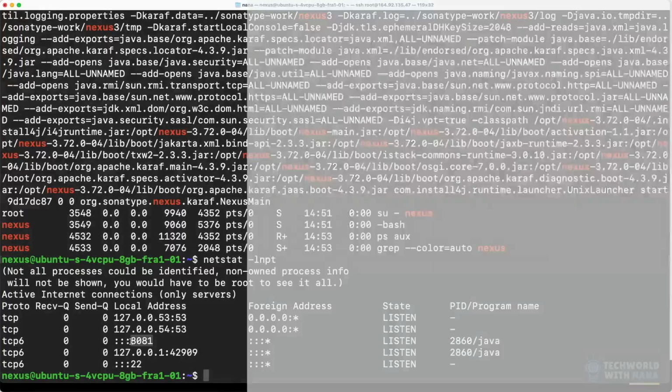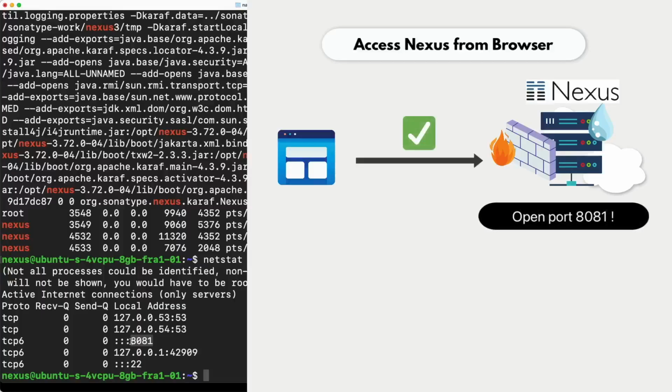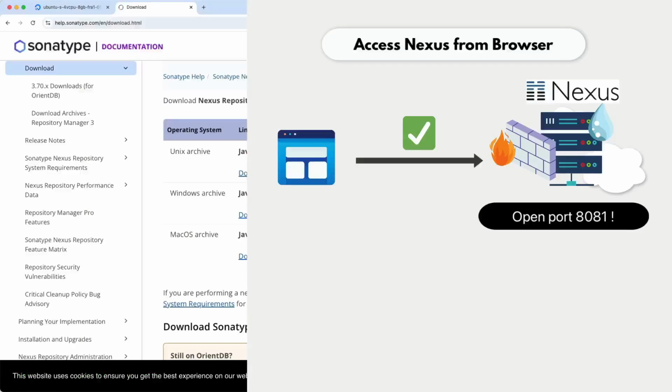So this means if we want to access the Nexus service from a browser, we have to open port 8081 in our firewall configuration for our droplet. We have to configure our firewall rule to open an inbound connection on this port. So we're going to do that right away.